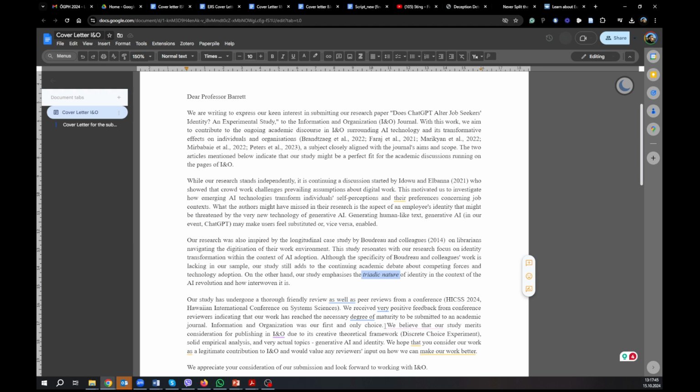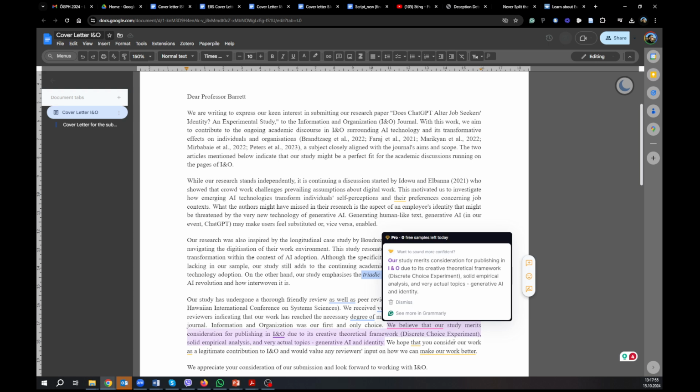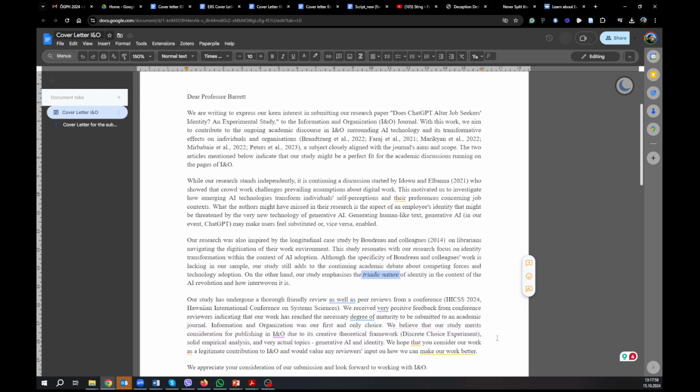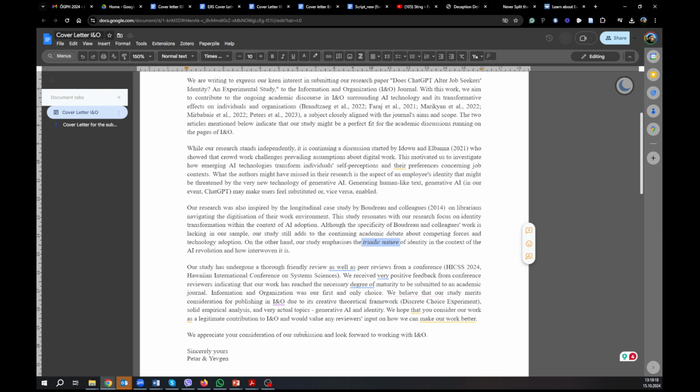Now, after the paper has been rejected, we have to rewrite and rework it, and then we'll submit it to another journal, including literature from that specific journal and trying to dock to its discussions. We believe that our study merits consideration for publication in I&O due to its creative theoretical framework, namely the Screechos experiment, solid empirical basis, and very current topics, generative AI and identity. Here you can add that these topics are very widely read and cited, because the editor is interested in citations and having more readers. We hope that you will consider our work. We appreciate your consideration of our submission and look forward to working with I&O.